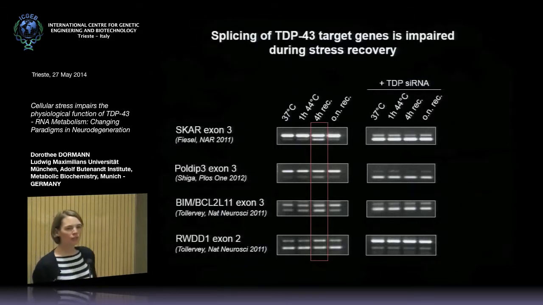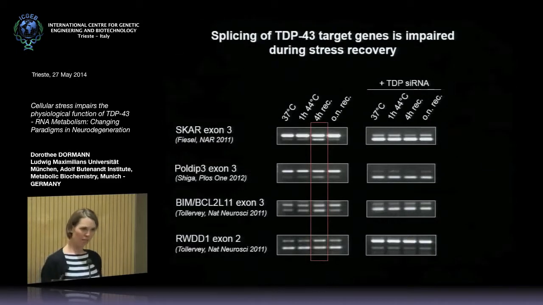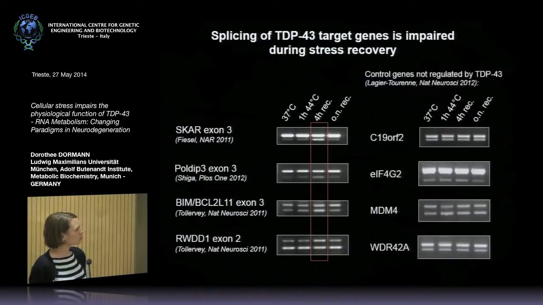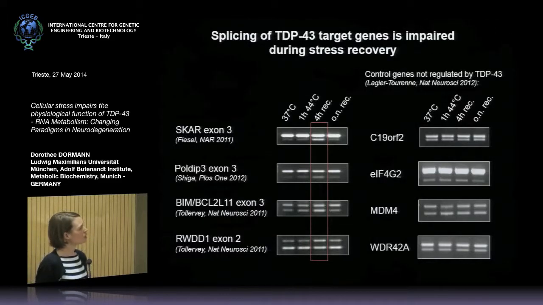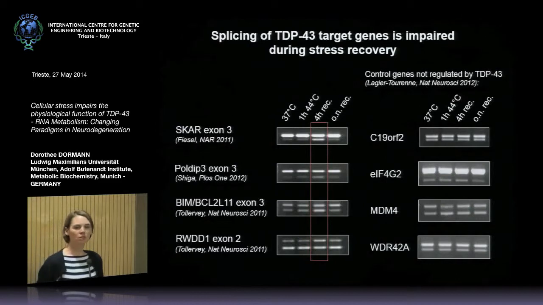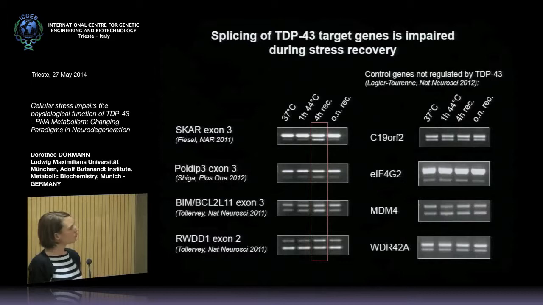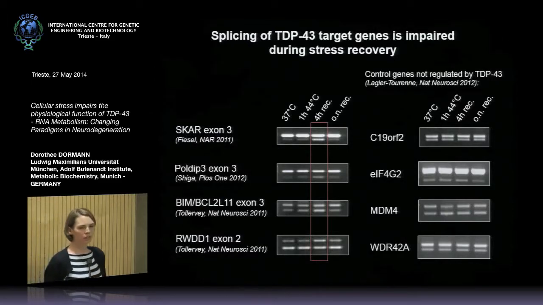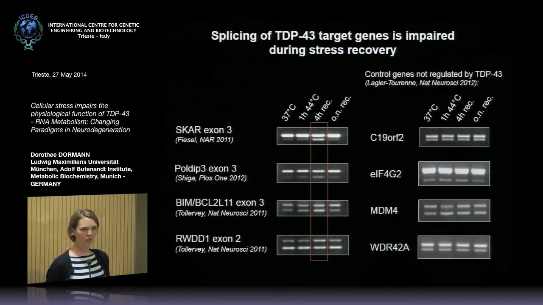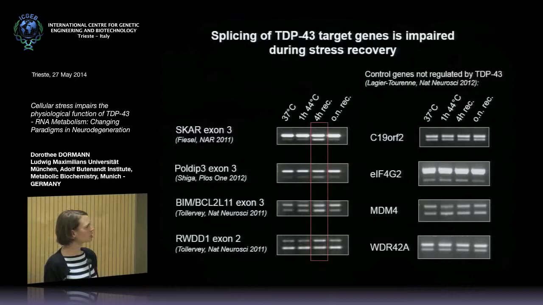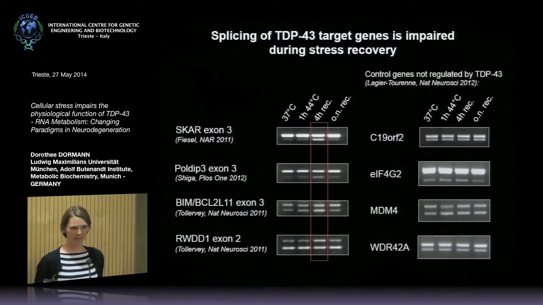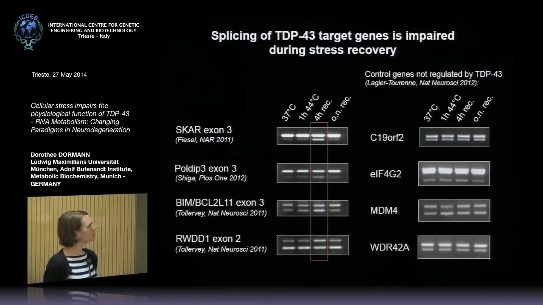And as a further control, we also looked at genes that are not regulated by TDP-43. So we chose a few genes reported by Clotilde Lagier-Tourenne and co-authors to be regulated by FUS, but not TDP-43. So these are 4 genes shown here. So in these control genes, we do not see a change in the alternative splicing pattern. So this does not seem to be a generic thing happening to all genes, basically, after stress.